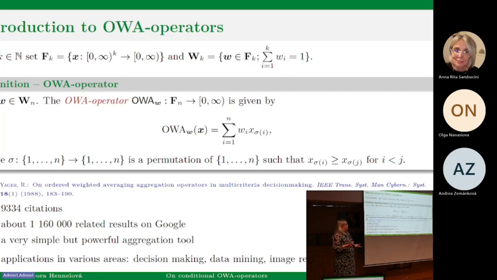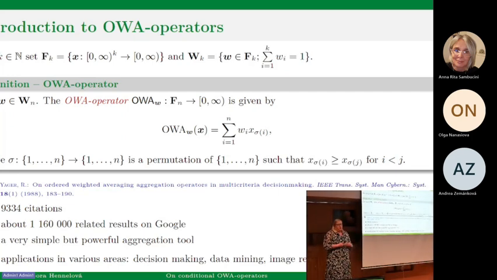But what is the OWA operator? An OWA operator is defined as a scalar product of a normed weight vector and the rearranged components from the highest value to the lowest one. This operator covers a wide area of aggregation operators, for example, maximum, minimum, or arithmetic mean.